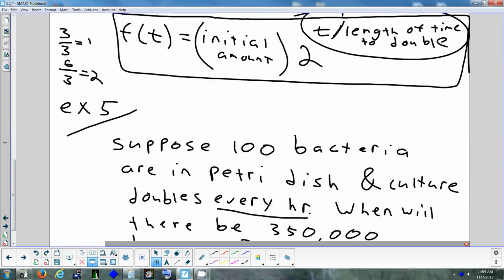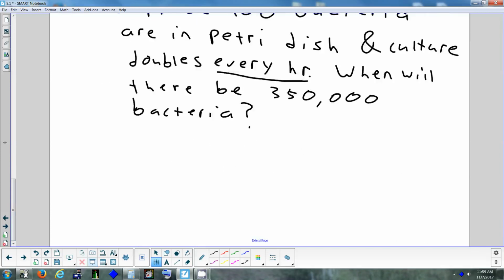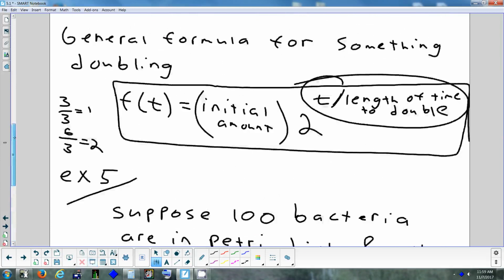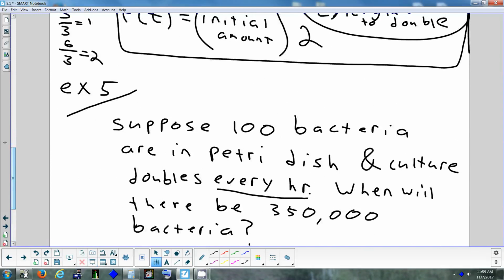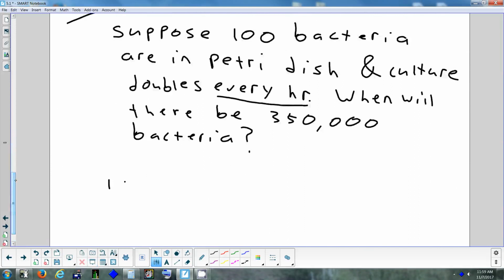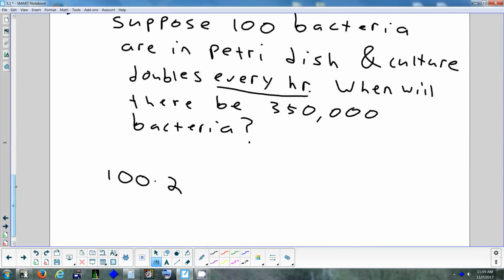So we have 100 bacteria in a petri dish, doubles every hour. When will we have 350,000 bacteria? Okay, so we'll plug into our formula. Initial amount. What's the initial amount here? 100 bacteria times 2 to the t divided by length of time to double.